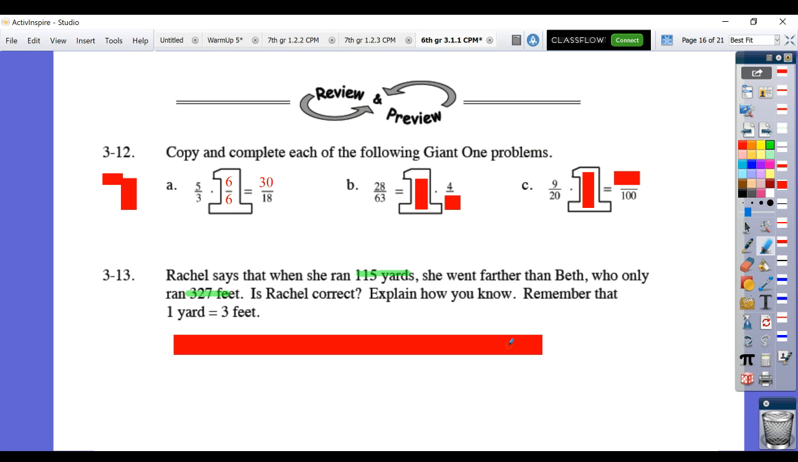So probably the easier one to change is the yards to feet, because to go from a larger unit to a smaller unit means you multiply. Otherwise, if you're going from a smaller to a larger, you're going to divide. And for most students, that's harder. So you're going to take 115 yards, multiply by the fact that there's 3 feet in a yard, and then you'll be converting that to feet, and now can compare to how far Beth went.